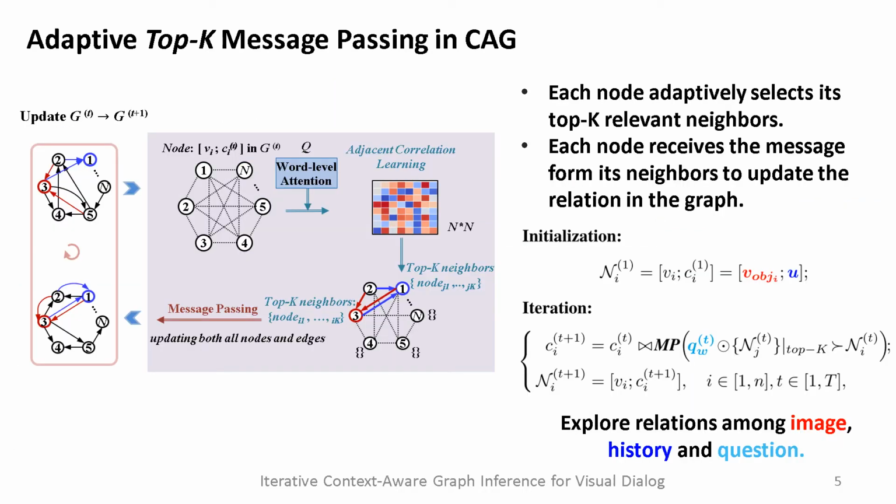We propose an adaptive top-K message passing mechanism to iteratively exploit the context representations of the nodes and update the edges. Each node adaptively chooses its top-K relevant neighbors, and it only receives the message from these neighbors to update the relation in the graph.